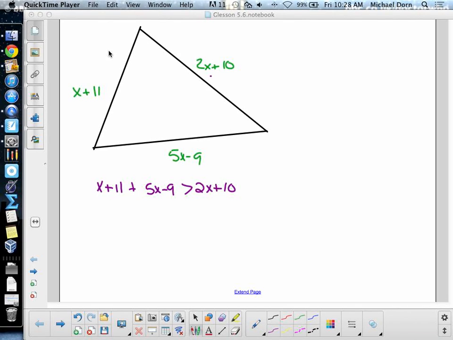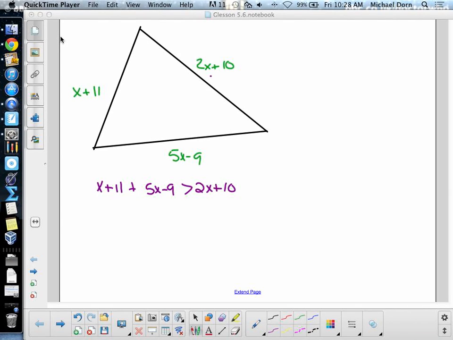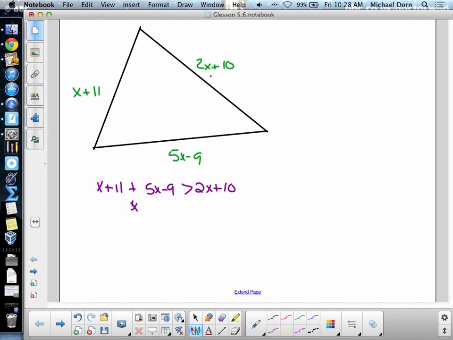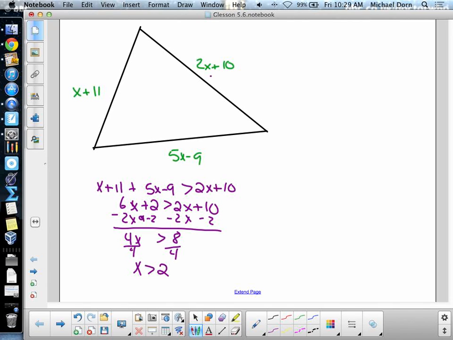All right. So there's my triangle inequality theorem. We solved this out just using your algebra method. 6x plus 2 is greater than 2x plus 10. Subtracting 2x from each side and subtracting 2 from each side, I get 4x is greater than 8. Divided by 4, x must be greater than 2. So that's one possible restriction on the value of x.